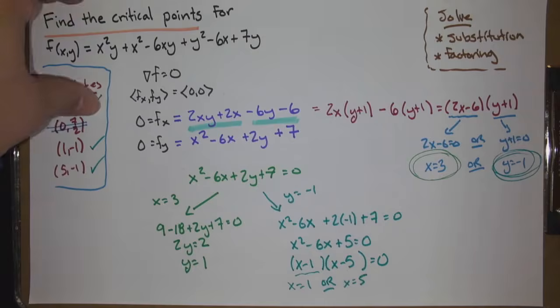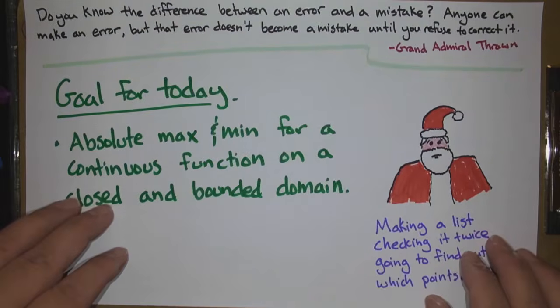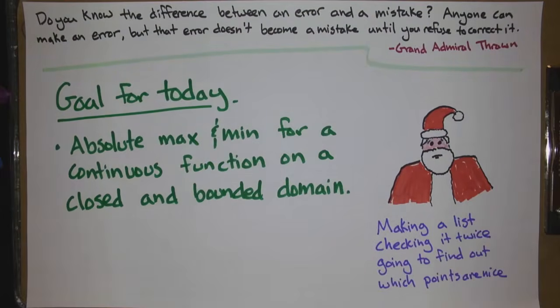Well, on to today. Let's start with our thought for the day from Grand Admiral Thrawn. This is a character from the Star Wars universe who said, "Do you know the difference between an error and a mistake? Anyone can make an error. But that error doesn't become a mistake until you refuse to correct it."